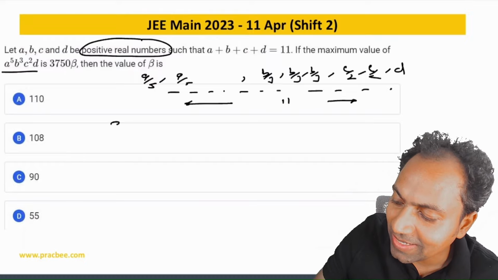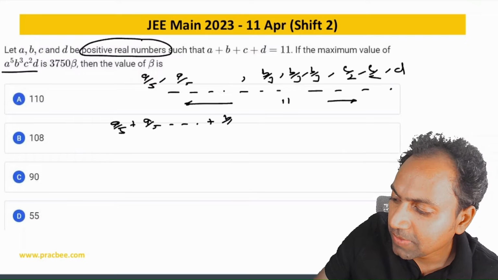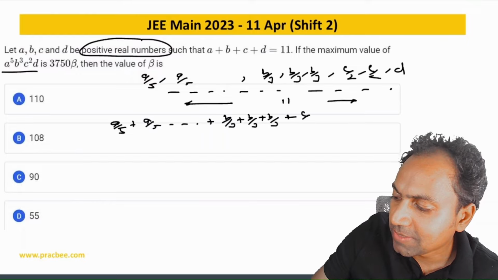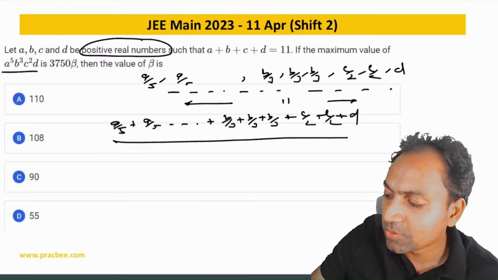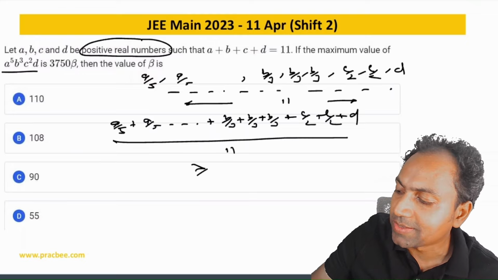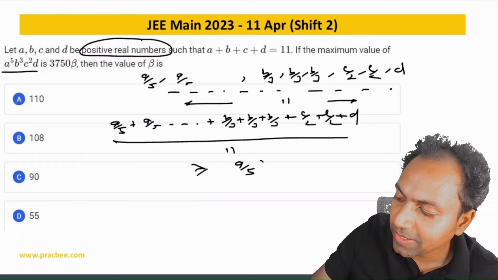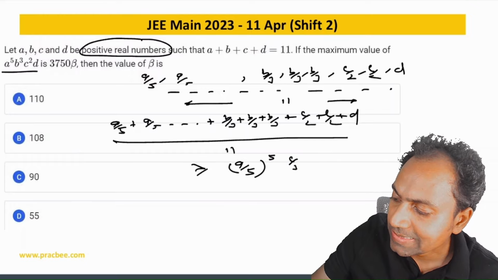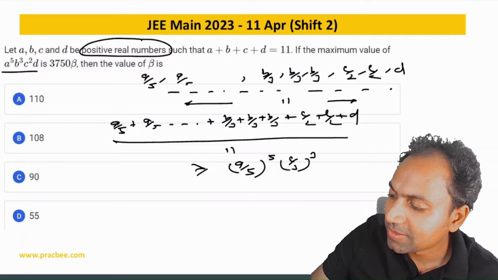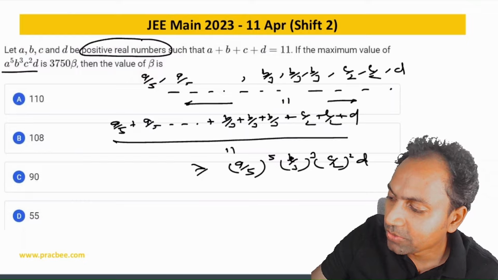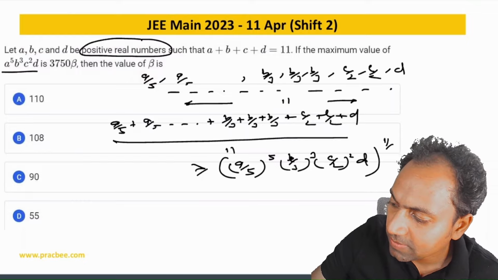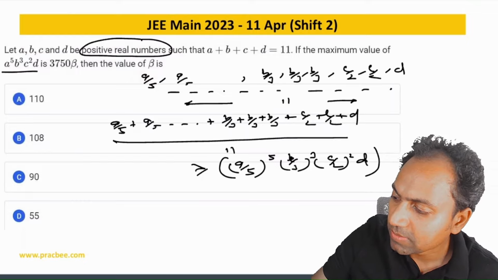So if I do that, a by 5 plus a by 5, 5 times, plus b by 3 plus b by 3 plus b by 3 plus c by 2 plus c by 2 plus d by, since there are total 11 terms, this is going to be greater than or equal to a by 5 raised to the power 5, b by 3 raised to the power 3, and c by 2 raised to the power 2 into d raised to the power 1, all to the power 1 by 11. Got it.